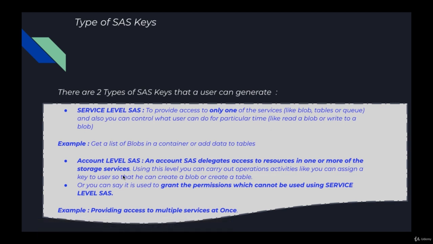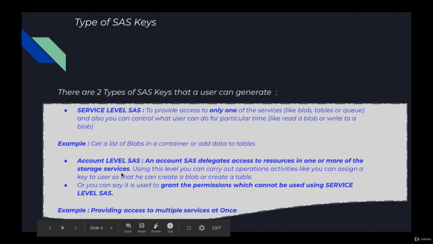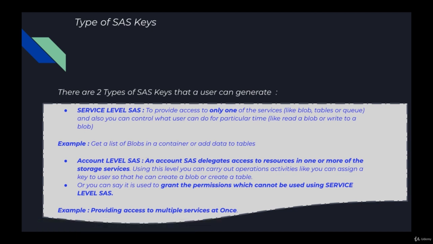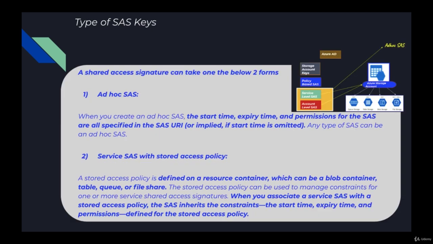So the limitation of service level SAS is removed by the account level SAS. For providing access to multiple services at once, you can use the account level SAS. Now we have the types of SAS keys. There are two types of SAS keys: one is ad hoc SAS and the second is service SAS with stored access policy.